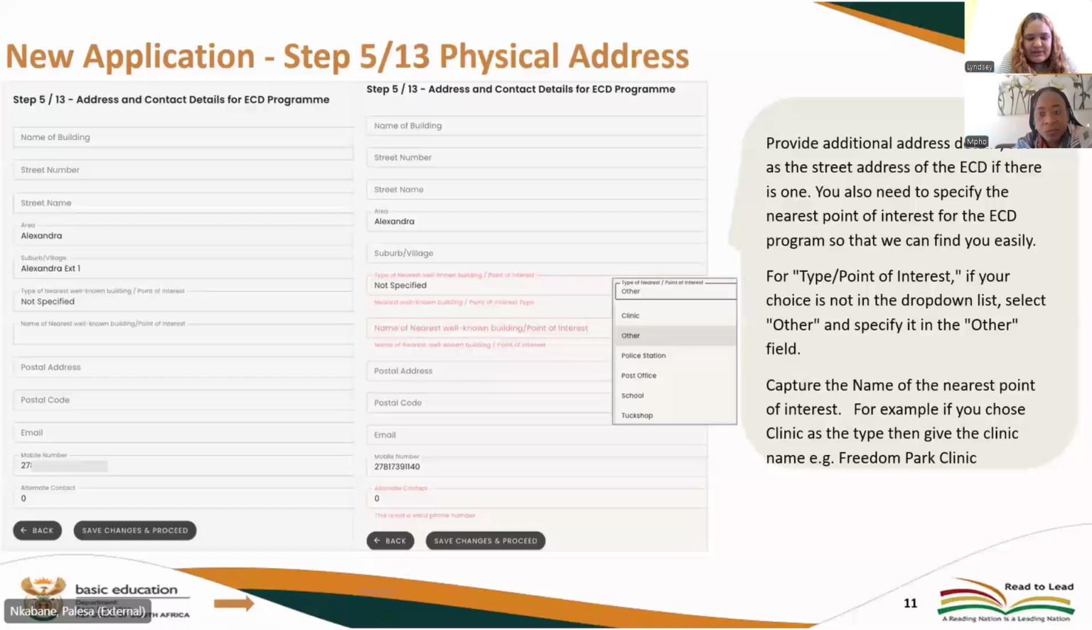First it's your details: the name of the building, which is usually your center, your street number, your street name, and where it is. And then after that, it asks what type of building is nearby, and to name it, so that somebody can find you. Okay.